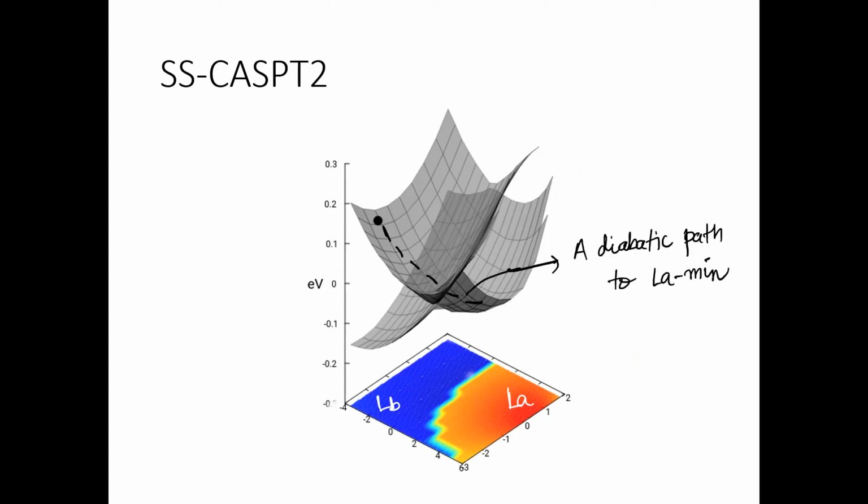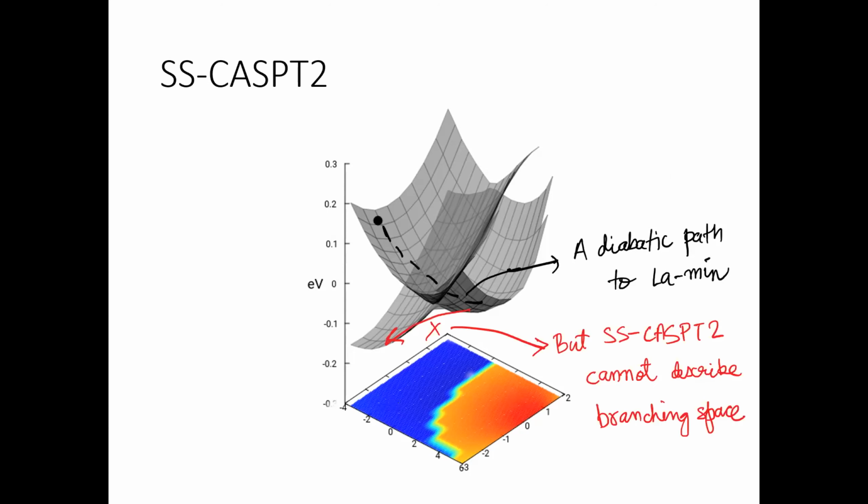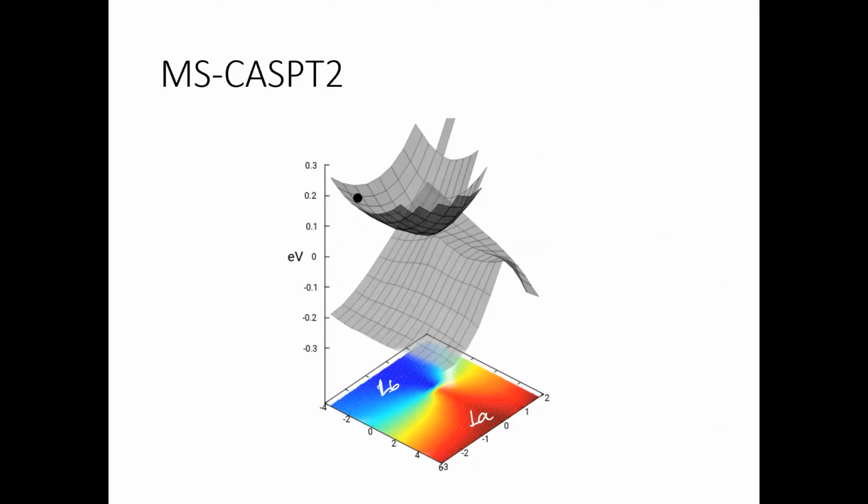So I see a diabatic path to the LA minimum, but of course, single state CASPT2 cannot describe the branching space. But still, I see the LB region is more stable than the LA region on the lower adiabatic surface. Then I do the multi-state CASPT2, because multi-state versions are supposed to describe the branching space better, because the states are kind of orthogonalized at the PT2 level.